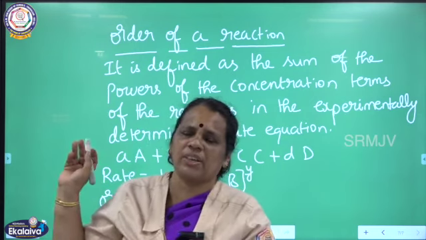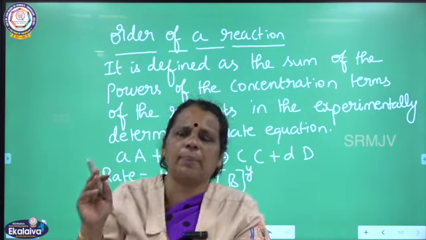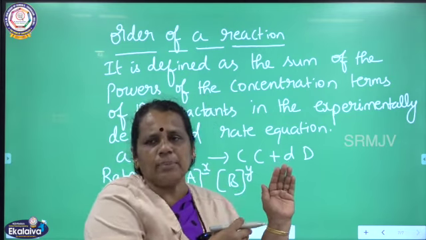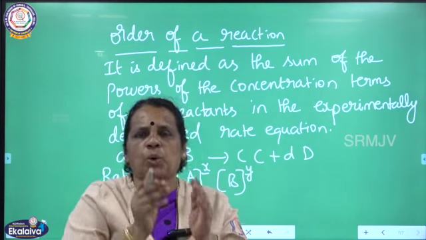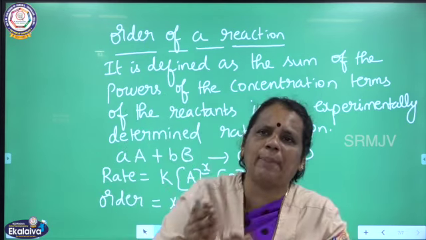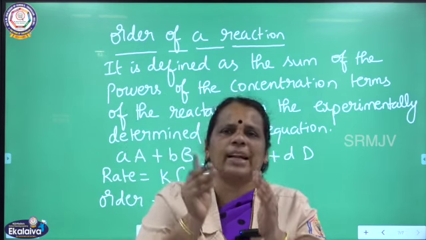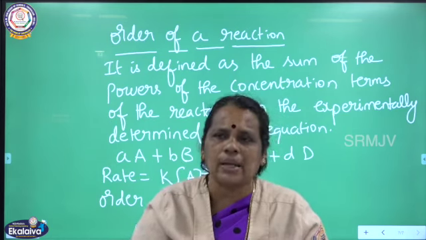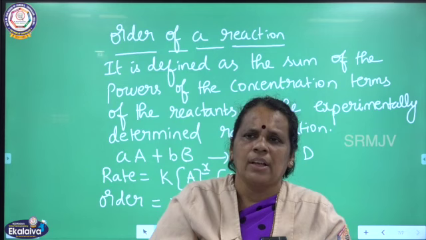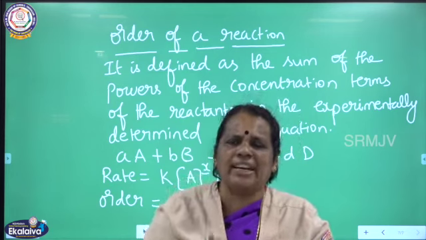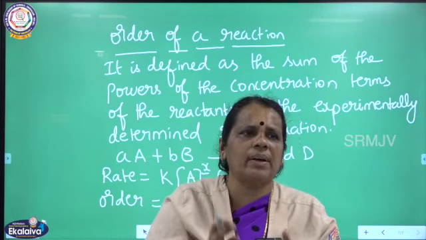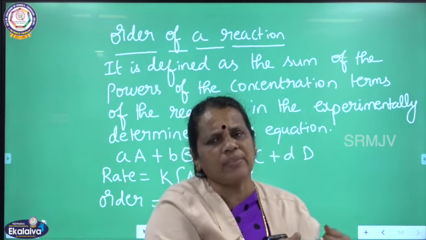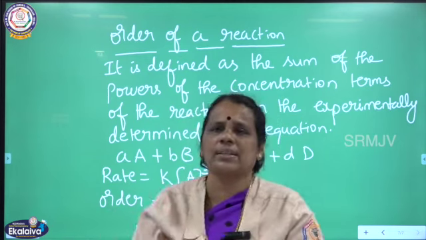I gave one expression aA plus bB gives cC plus dD, where the rate equation can be expressed as R is equal to K into A power X and B power Y, where X and Y are nothing but powers of the concentration terms of the reactants. When you sum up the powers, so for A it is X, for B it is Y. When you sum up the powers of A and B, that is X and Y, we can get the order of the reaction. Here the order of the reaction is, what is that? X plus Y.